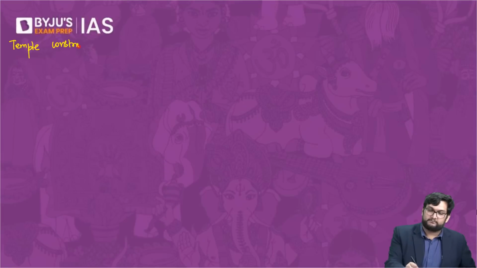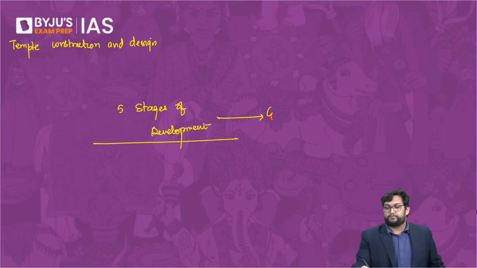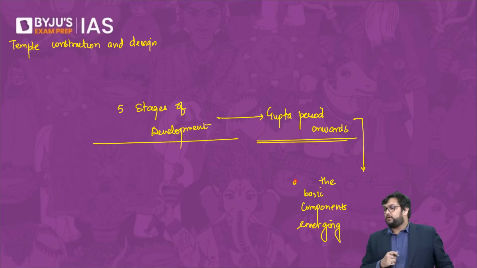Now, temple construction and design went through 5 stages of development. From the Gupta period onwards, we see the basic components emerging.